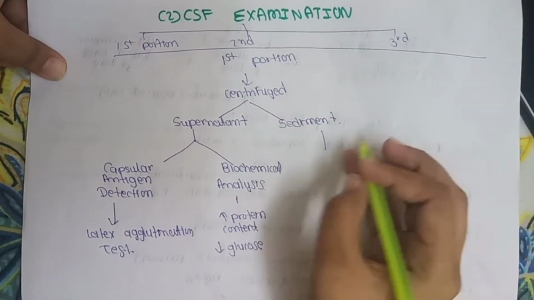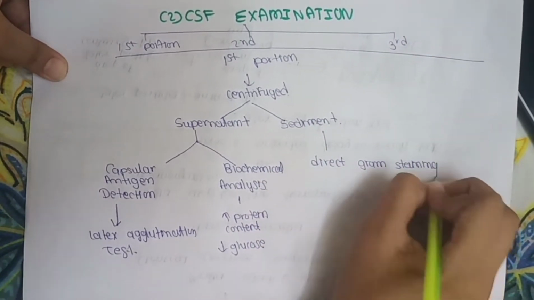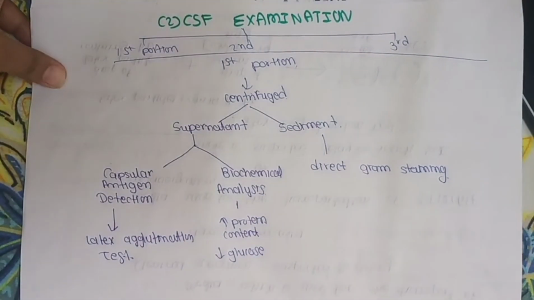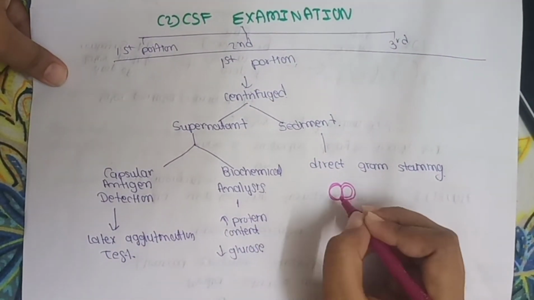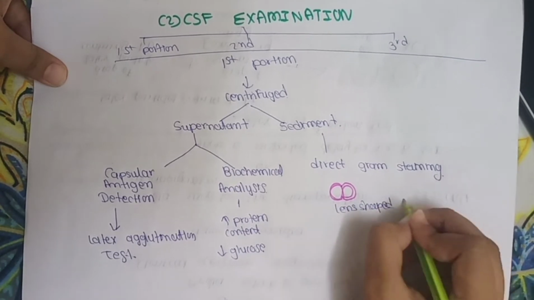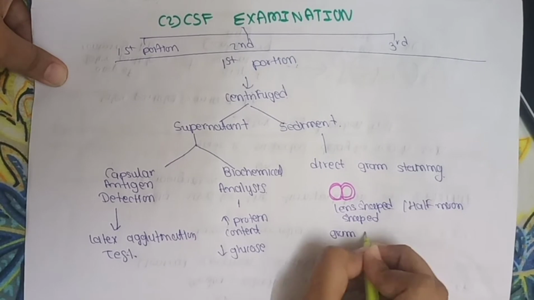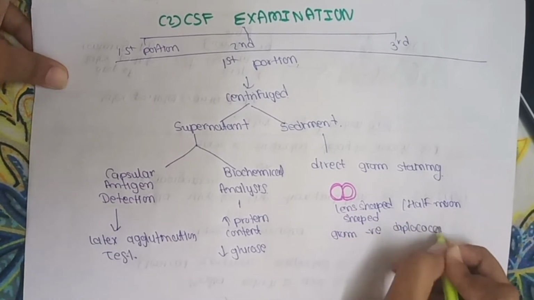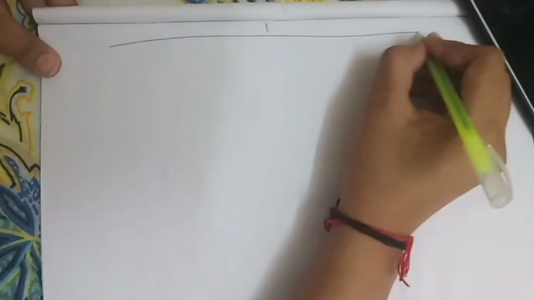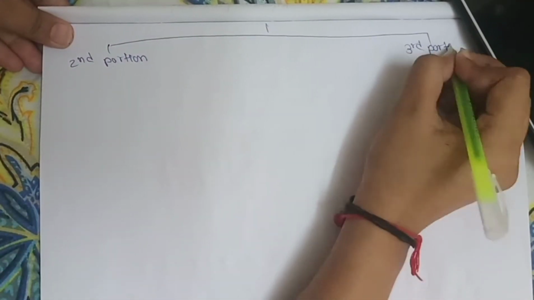Sediment means the matter that settles at the bottom, and they will use it for Gram staining. As we know that Neisseria meningitidis is gram-negative diplococci, it will show lens-shaped or half-moon shaped. So again, Neisseria meningitidis are gram-negative diplococci. Never forget this. Now the second and the third portion of the CSF examination.